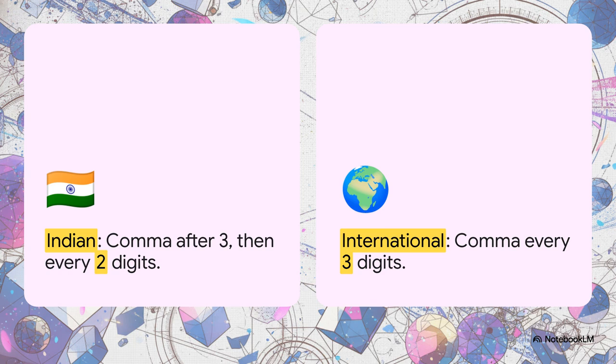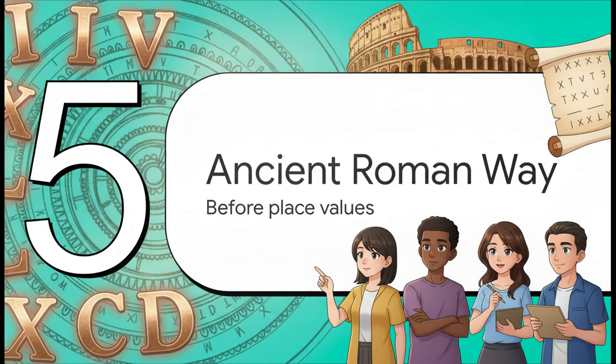In the international system, commas keep a very steady rhythm, every 3 digits, starting from the right. 3, 3, 3. But the Indian system kind of breaks that rhythm. After the first 3 digits, it places a comma every 2 digits. Those simple little commas are the crucial visual cues telling your brain exactly how to process the massive scale. And that brings us to Section 5, the ancient Roman way.